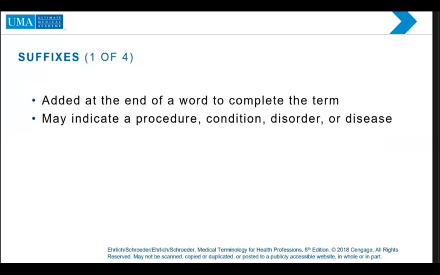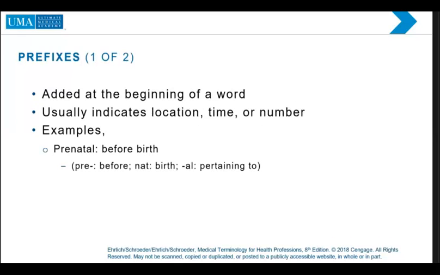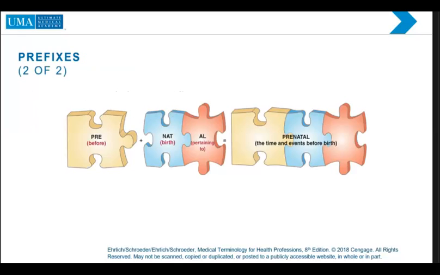With suffixes, again, they're added at the end of a word to complete the term. They may indicate a procedure, a condition, a disorder, or a disease. Prefixes are added at the beginning of the word, usually to indicate location, time, or number. An example of this is prenatal, that's before birth. You see on the diagram, we can put those words together: prenatal. Pre means before, nat means birth, and al is pertaining to.